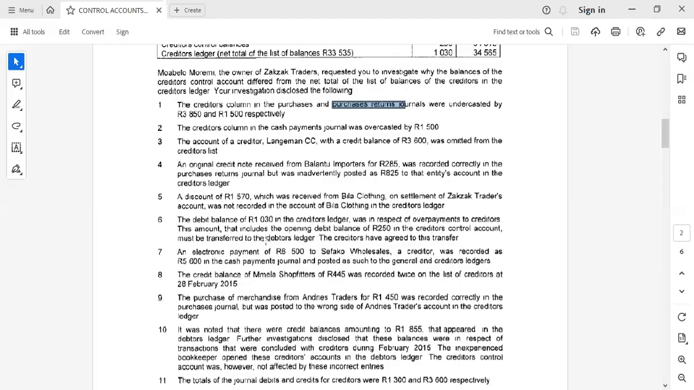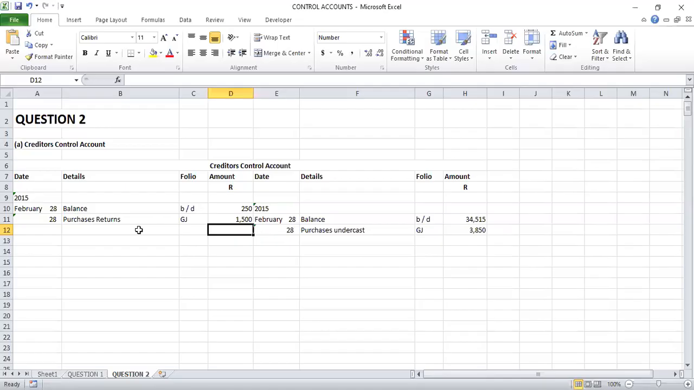Then number 2, the creditors column in the cash payments was overcast by 1,500. Payments were overcast. Remember, if they are overcast, we have to go to the opposite side to reduce them. When we pay creditors, it reduces their balance, so we record on the debit. But if they were overcast, we have to cancel that overcast by recording on the credit side. So it would come on the credit side so that we can cancel that overcast.